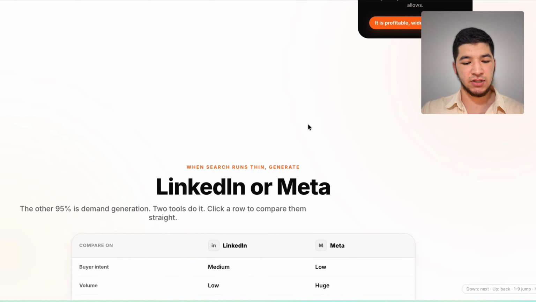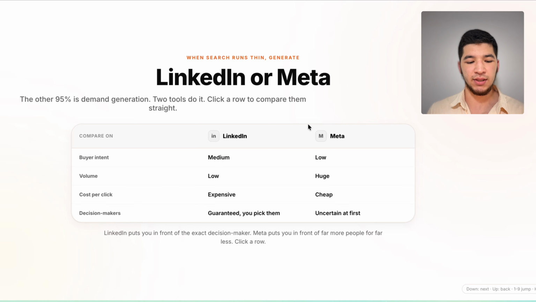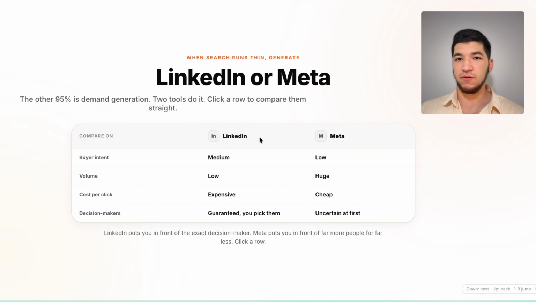And if that's the case, there are two big options for B2B that you have. It's LinkedIn or Meta. And for some reason, my subheadline is just flying away from the page. But essentially, what's the difference?